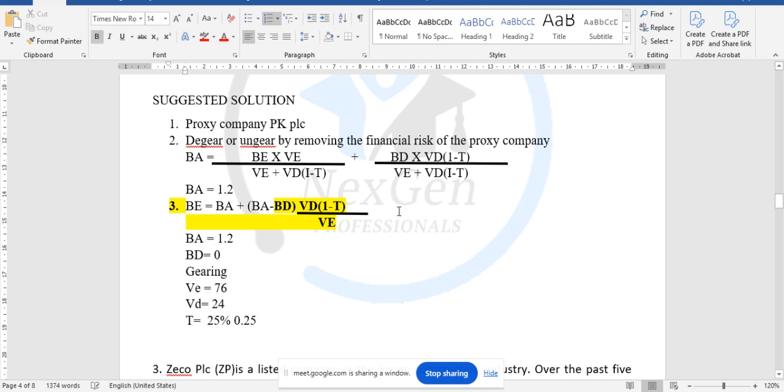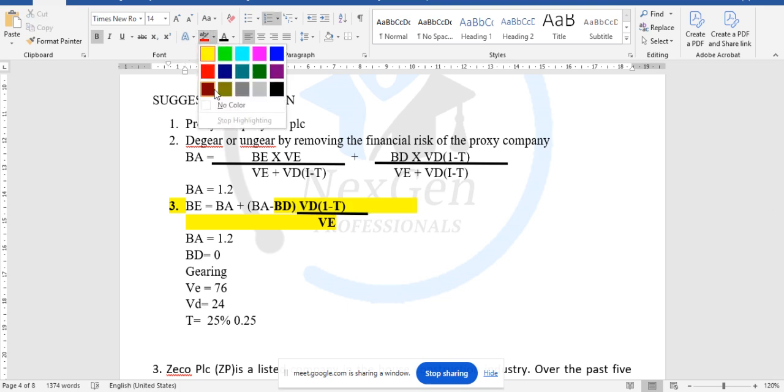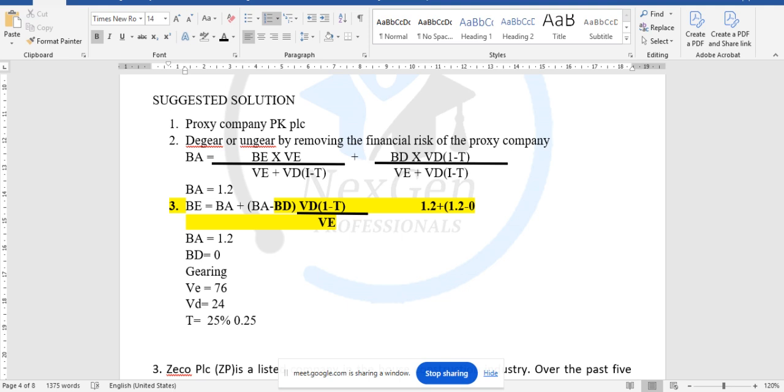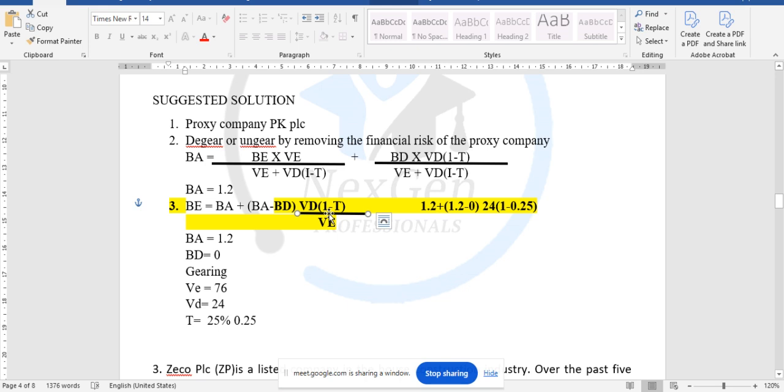So now, you can insert the formula here and put your answer. What do you have? You can have BA, which is 1.2, plus open bracket, 1.2 because it's given, minus 0, close bracket. The value of debt is 24. Close bracket, 1 minus 0.25, close bracket, then you divide by the value of equity, right?